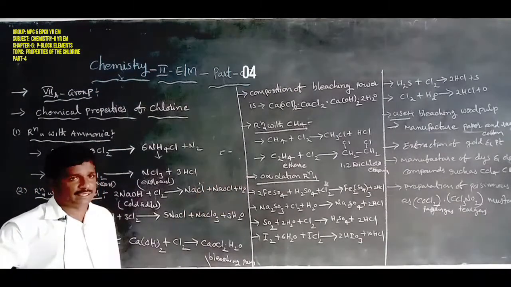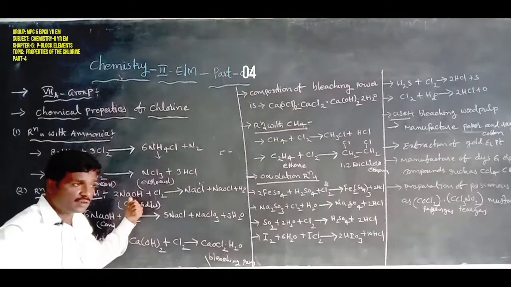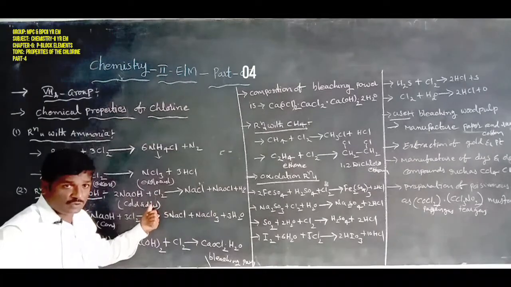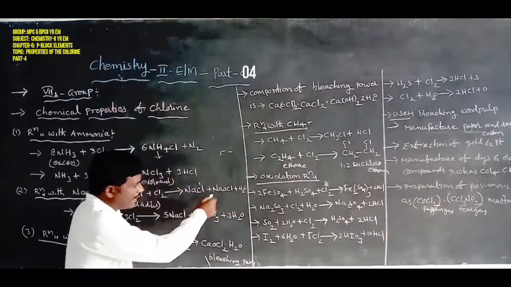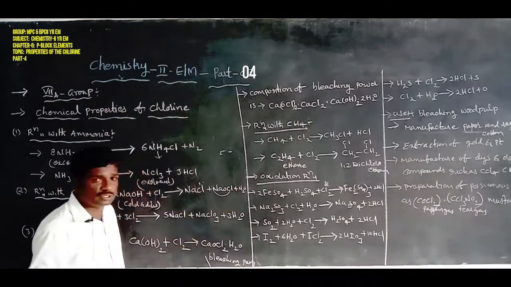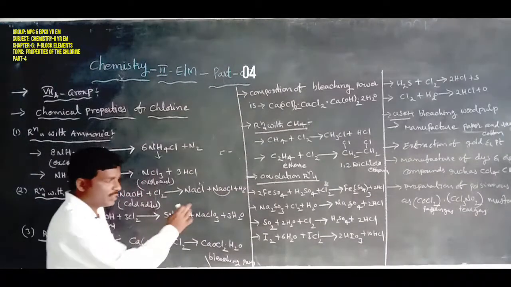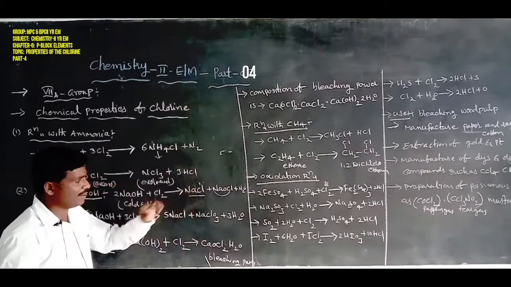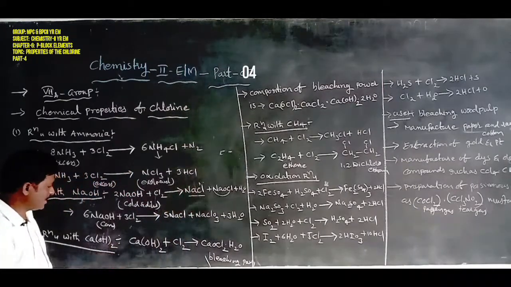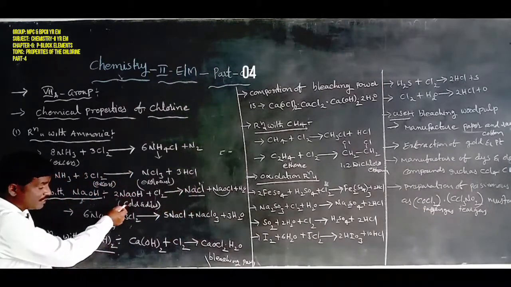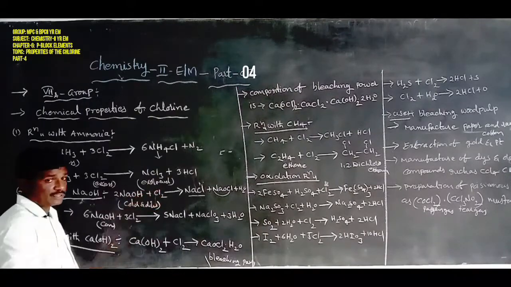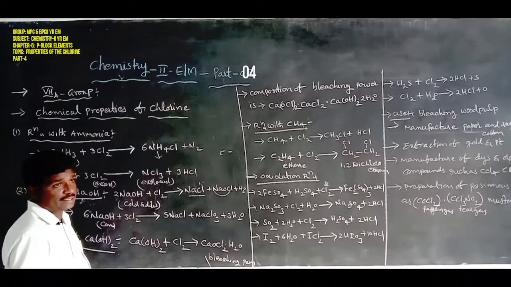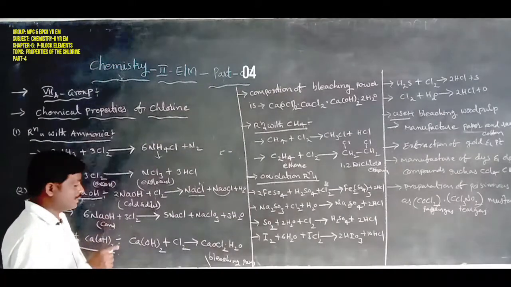Here diluted or cold NaOH treated with chlorine forms sodium hypochlorite, NaOCl, also known as sodium oxychloride. Next is the common salt, formula NaCl. So cold NaOH combining with chlorine forms sodium oxychloride and sodium chloride, also known as common salt.